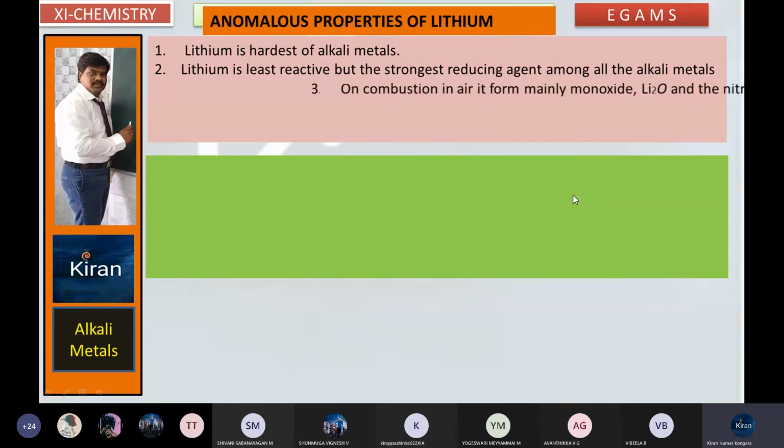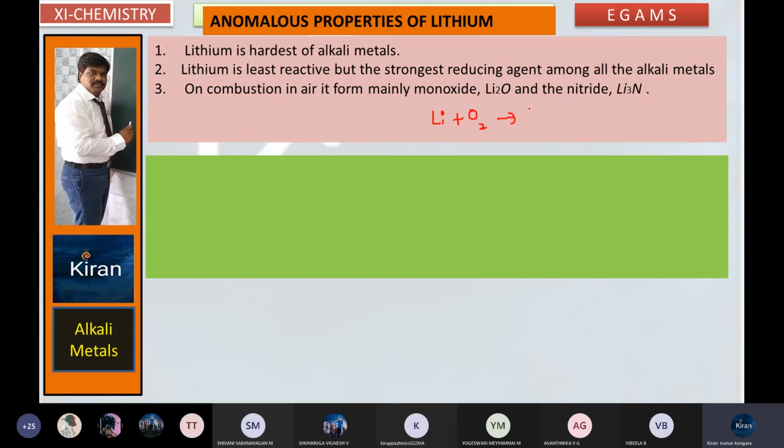On combustion in air, it forms mainly monoxide, Li2O, and nitride. Atmospheric air contains oxygen, so when lithium reacts with oxygen, it forms mainly the monoxide only, Li2O. And in the atmospheric air at the same time, nitrogen is also available. So lithium reacts with nitrogen and you get nitride, lithium nitride.